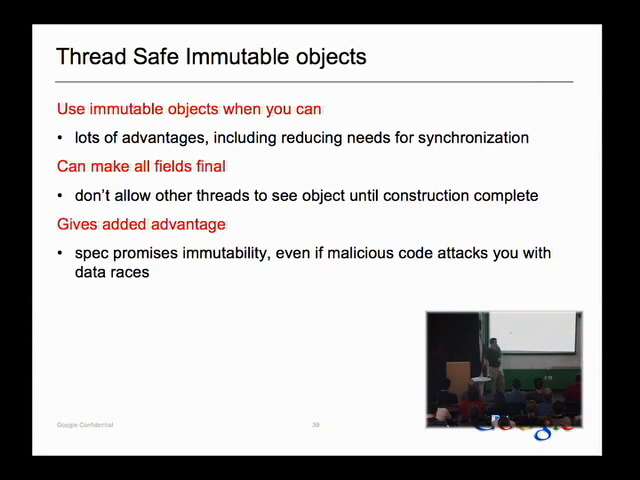If you make all of your fields final, and you don't allow other threads to see the object that you're constructing until the construction is complete, so for example, you don't have a line in the constructor that says some global reference equals this, then the Java memory model actually promises that object is going to appear to be correctly constructed and immutable to all of the other threads in your program, even if some malicious code tries to attack you with a data race.